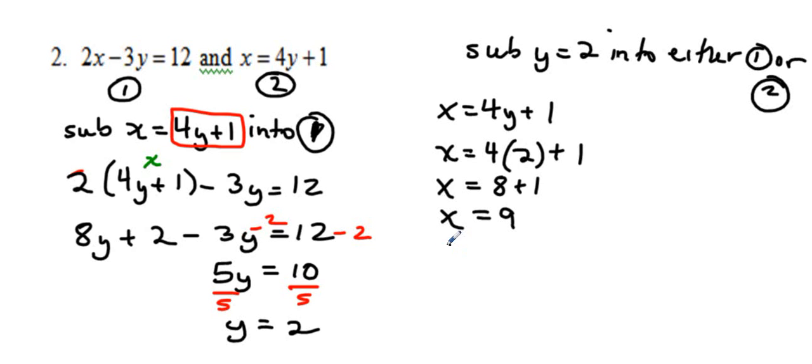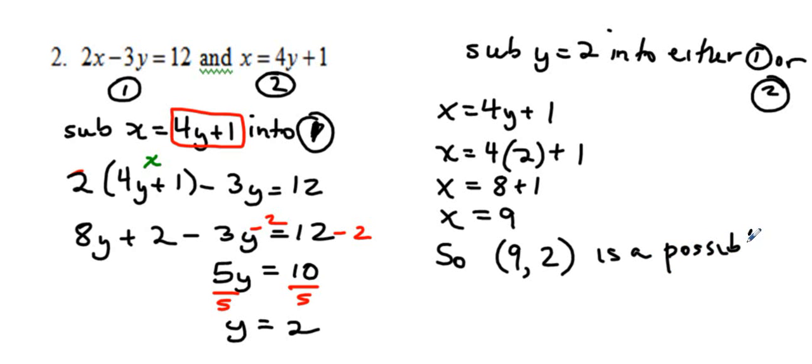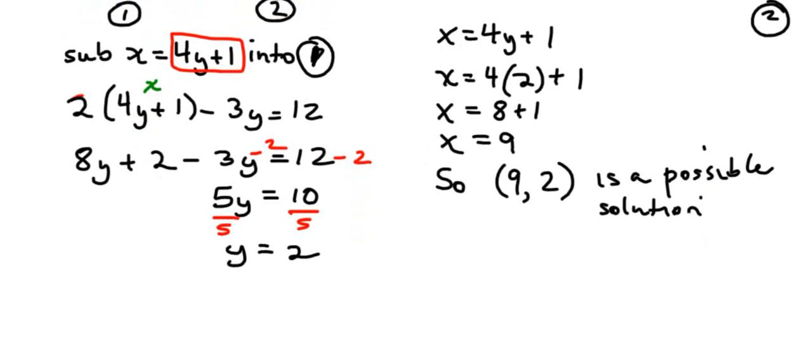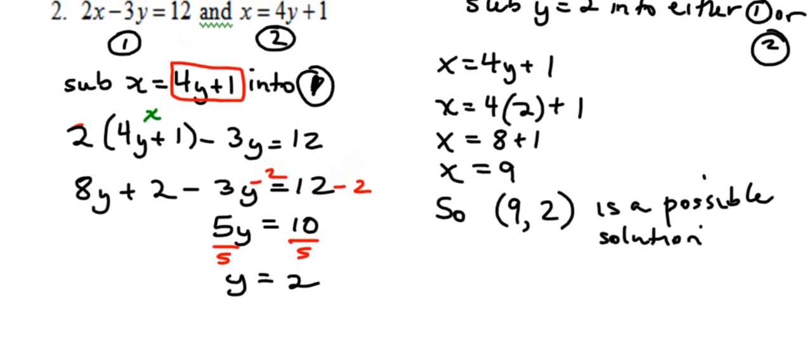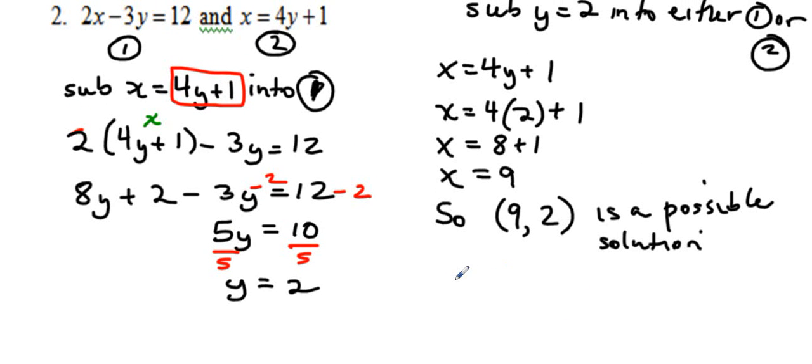So my ordered pair is, remember, it's x then y, so it's 9, and then my y is 2. So 9, 2 is a possible solution, and we are going to check to see if it satisfies both our original equations. So let's do that. Oops, I should probably keep an eye on what the equation was. So we're going to check the point 9, 2.